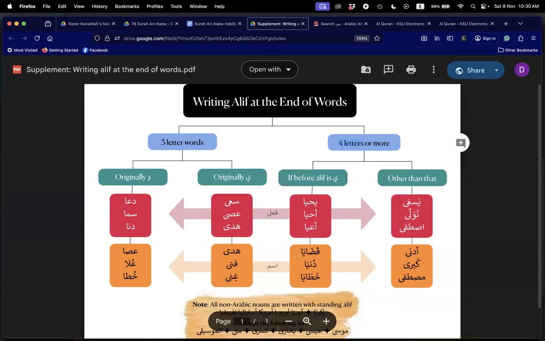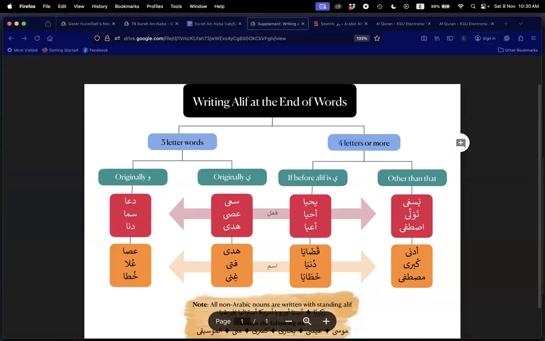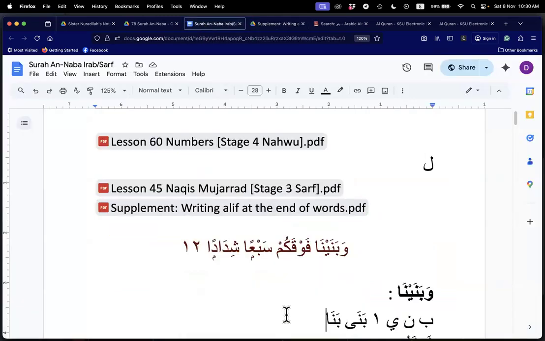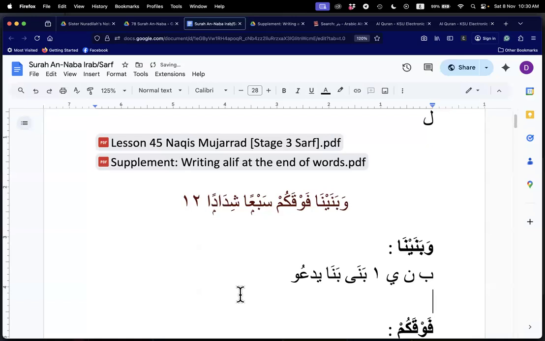Sister, can you go back again to the 3 letters? You said that is for the 4 letters, that we don't care whether it's wow or ya. Correct. It's always alif maksura, right? Correct. But the wow is not in this discussion, because how do you write the word yad'u? We're not writing alif, we're writing wow. So the root letter is wow.